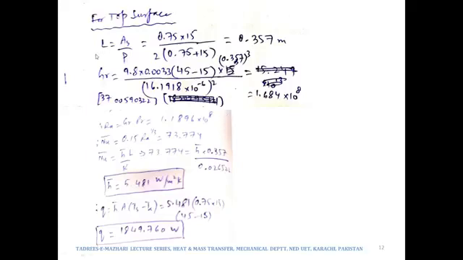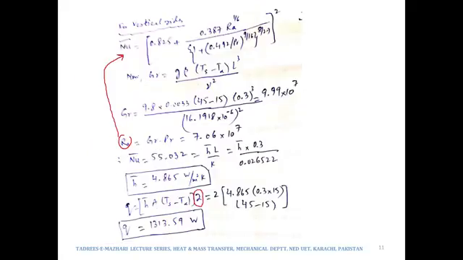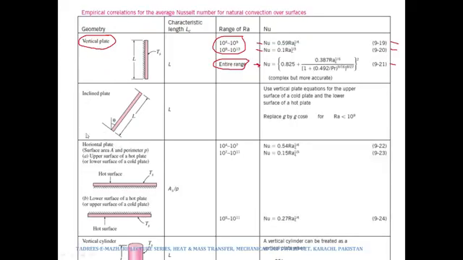Now for the top surface, we need to refer to the horizontal plate. It says A, which is the upper surface of a hot plate, and B, which is the lower surface of a hot plate. If we take a look at the geometry, the surface of the plate is at 45 degrees Celsius, whereas air is at a lower temperature. So the plate is at a higher temperature than air.